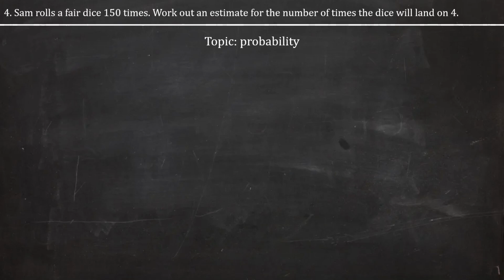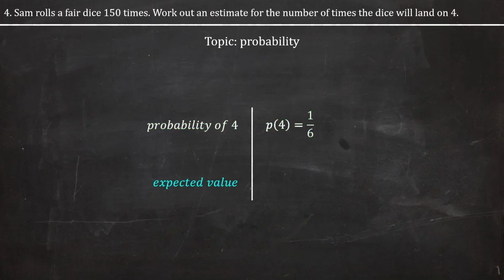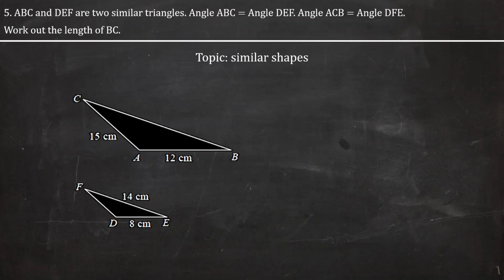Question 4, a probability question with expected values. So first the probability of 4, which is, well, there's one 4 out of 6 numbers, so 1 over 6. Then to find expected value, you do the probability of what you want times how many times you're going to do it, so 150 times, which gives you 150 divided by 6, which is 25.